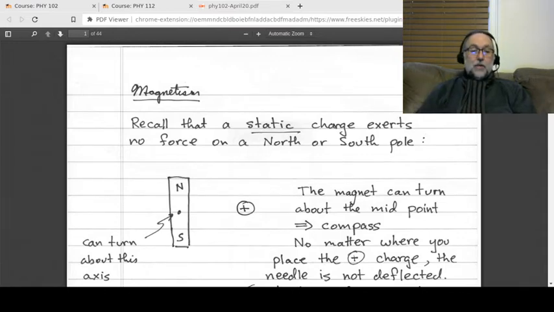Okay, so if you were to take a bar magnet here and you put it on a swivel, basically that's like a compass, and you put a positive charge nearby, and you can even move the positive charge slowly around this. It won't attract or repel the north or the south. And same thing with the negative. Okay, so it appears that the two are different, but they're not.